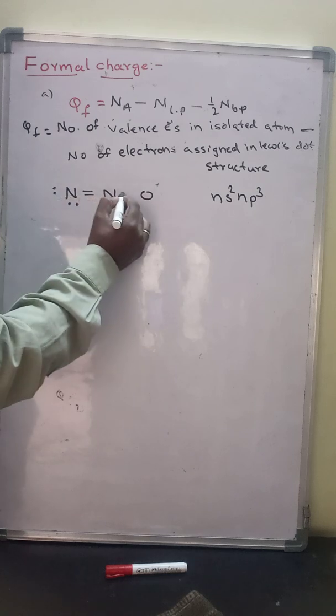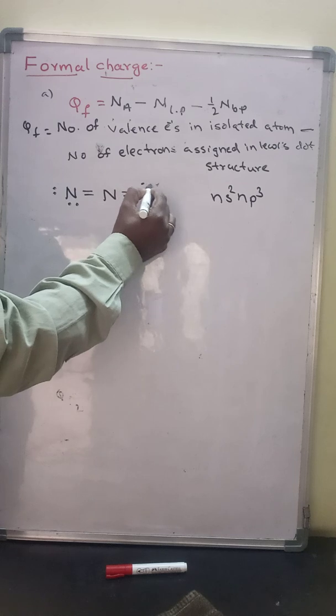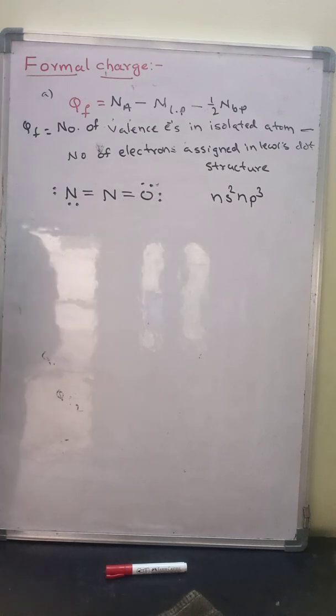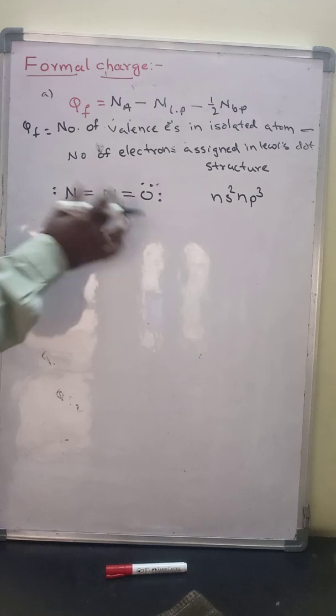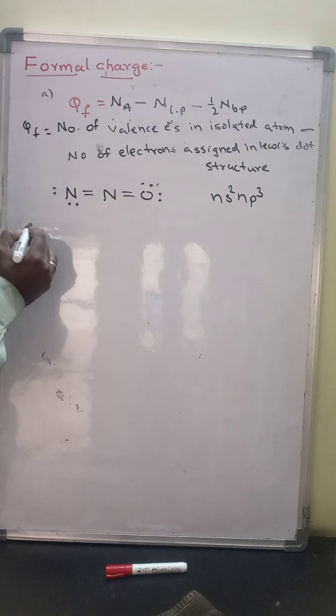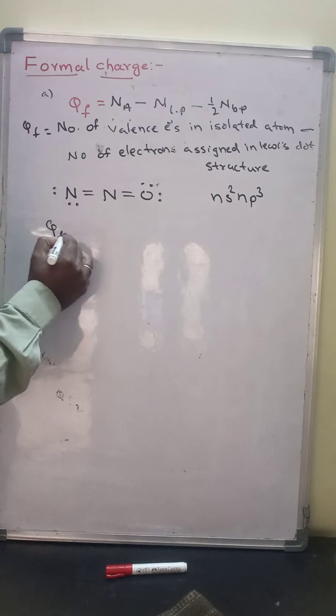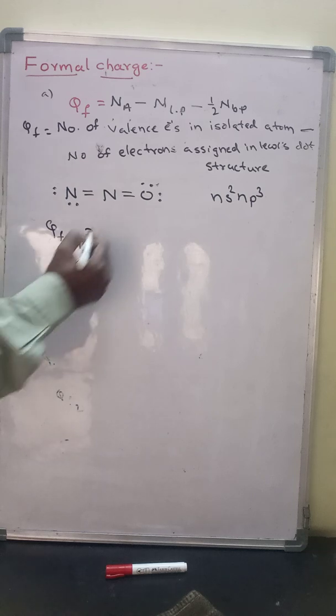Now here there is a double bond, and here also one double bond to O. Oxygen has two lone pairs of electrons. So this is one structure belonging to N2O. Using this formula, we calculate the formal charge of the first nitrogen.